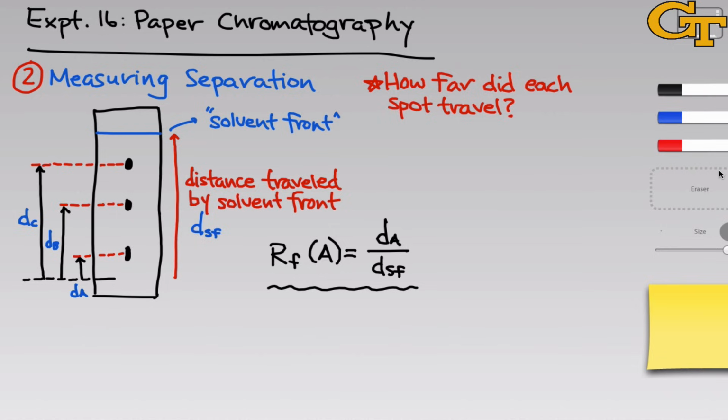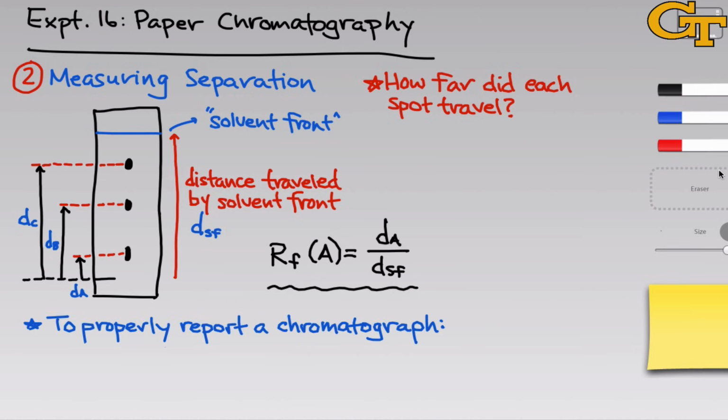Notice that the distance traveled by the solvent front is the longest distance possible in a chromatography experiment, so RF values will range between 0 and 1. So to properly report a chromatograph, we need at least 3 different components. First of all, we need the identity of the stationary phase. For us, this will be paper, and you'll see this reported as something like on blank, on paper, on silica gel, on alumina, that kind of thing.